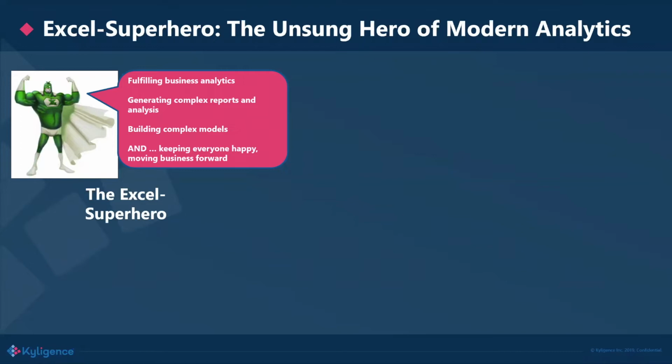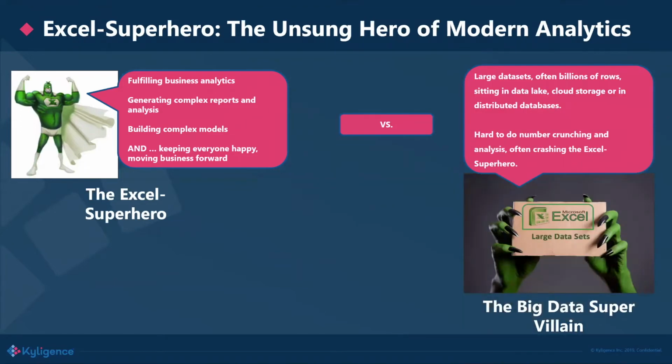But then again, you know, every superhero story requires a supervillain. Excel had many, and in recent years, you have something called big data, the big data supervillain. And the reason is that the big data comes with its own set of challenges, the large data set, often billions of rows, sitting in the data lake, cloud storage, distributed database, so on and so forth. And when you try to use Excel to connect to those data sets, it often becomes very, very difficult.